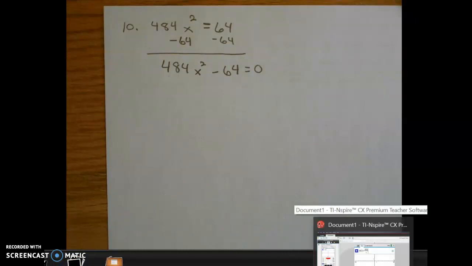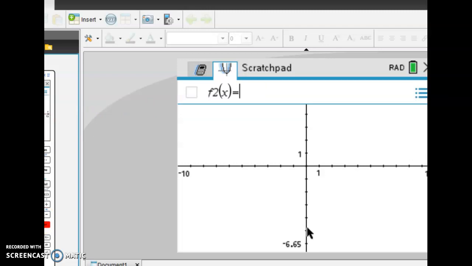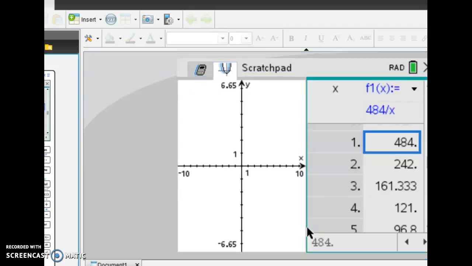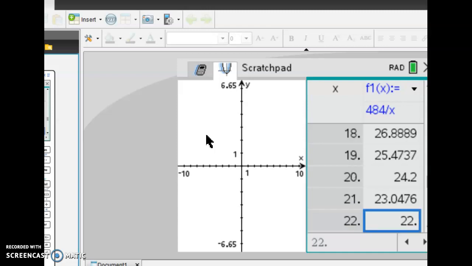But let me remind you, so the factors of 484, if you go to the graph screen and you type 484 divided by x, and then we press enter, and we press Control T, and then here we have a list of all the factors. So 1 and 484, 2 and 242, 4 and 121. You should write them all down. Looking for the next one. The next one's 11 and 44. And 22 and 22.